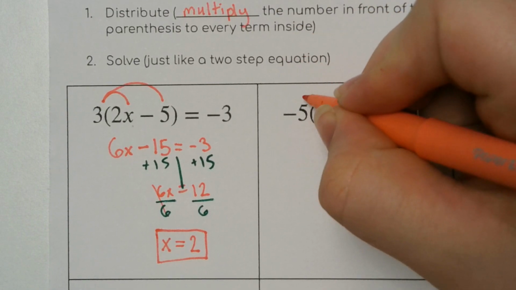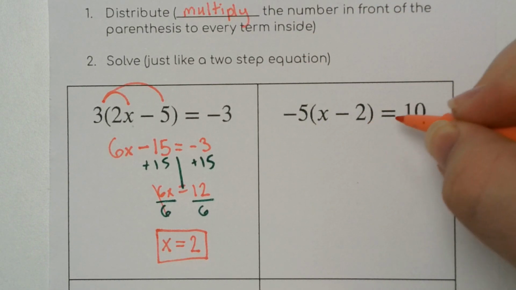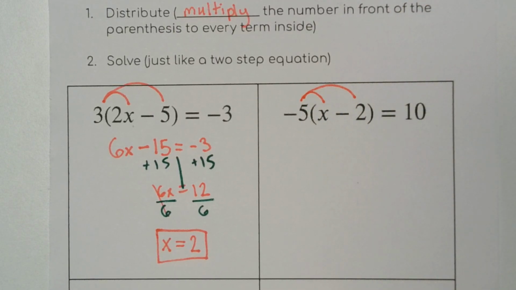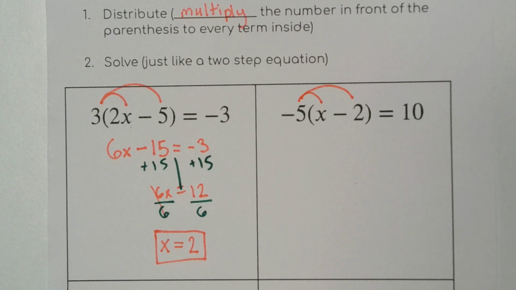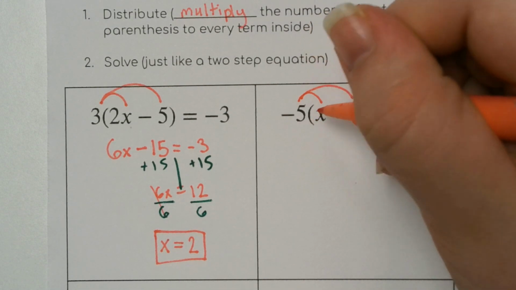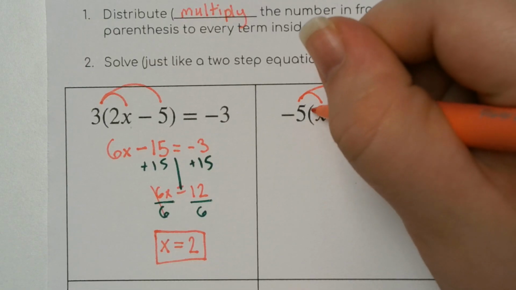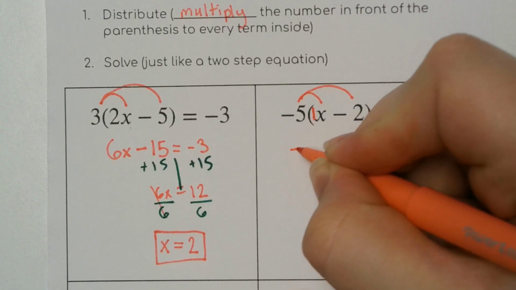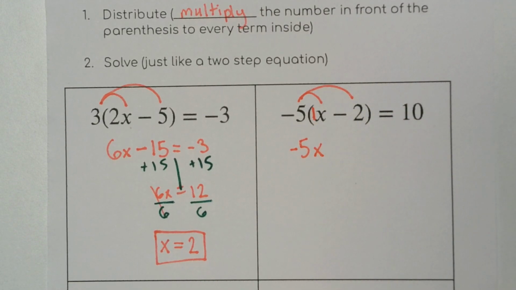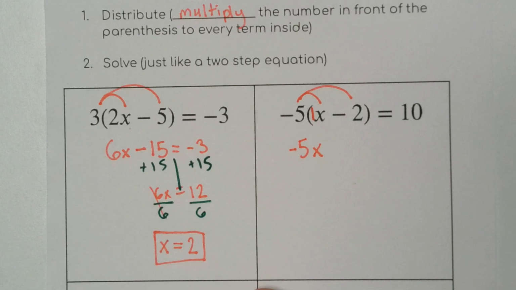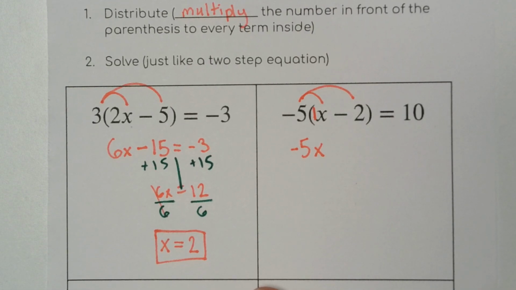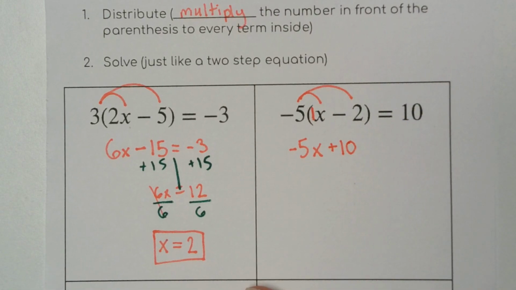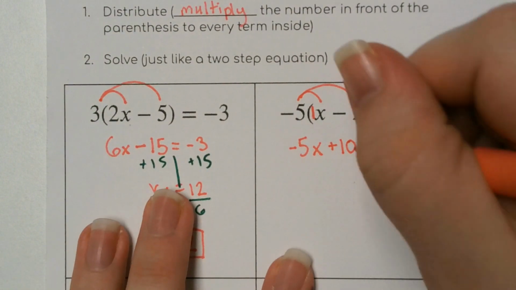We start with -5 parentheses x minus 2 equals 10. So we're going to take that -5 and distribute to everything on the inside. So that means -5, there's only an x here. What's in front of our x if we don't have a number? 1. An imaginary 1. So -5 times 1 would be -5, and we keep the x there. What's -5 times -2? Good. So we add +10, and then equals 10.